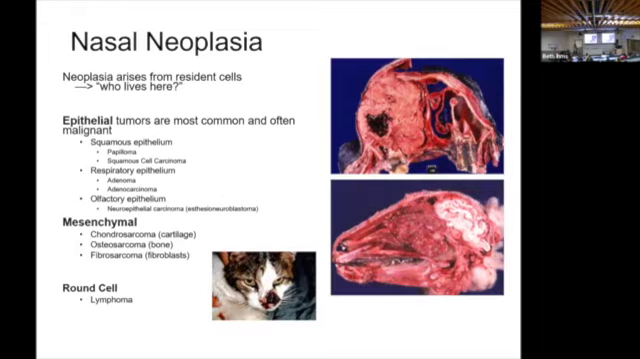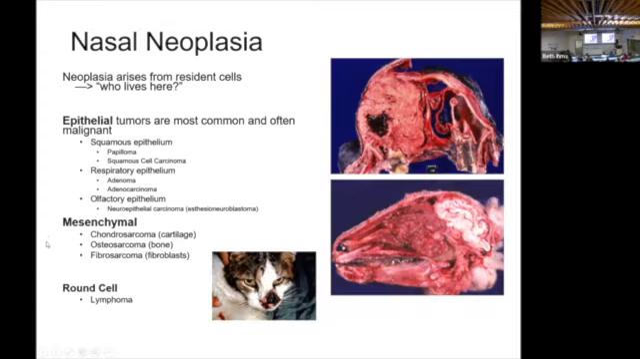Neoplasia, again, who lives here is the question. So remember, in the nasal cavity, we have stratified squamous, we have pseudostratified, ciliated epithelium. Epithelial tumors are going to be the most common in the nasal cavity, and they are often malignant. Here are the flavors. This is a weird one we talked about just briefly in neuro, neuroepithelial carcinoma, or esthesioneuroblastoma. This is the location where it would be, and it would crawl through the cribriform plate and often affect the brain. So that's specifically an olfactory neuroepithelium.